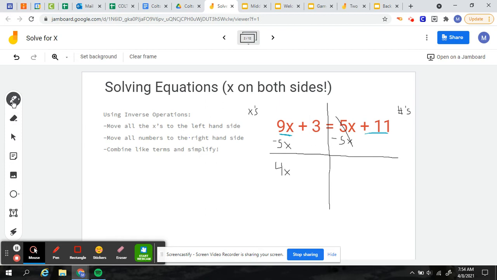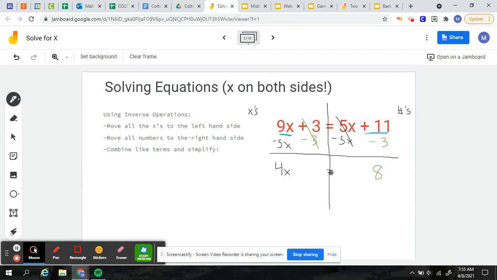We're going to do the same thing with our numbers. So remember, we said we needed to move positive 3 to the other side. So the opposite of positive 3 is negative 3. So I'm going to subtract 3 from both sides. Once again, remembering that numbers go with numbers, x's go with x's. So positive 3 minus 3, that cancels out to 0. And on the right, we have positive 11 minus 3. That equals 8. So we are back at the point where we know how to solve this equation.